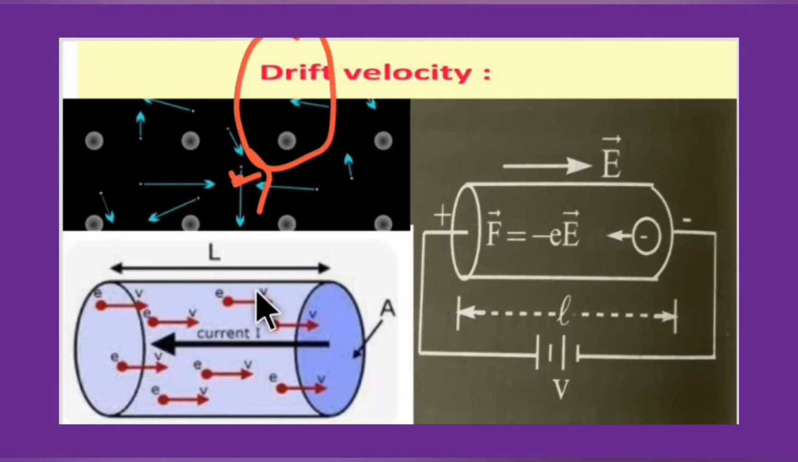Now in this diagram you can observe there is a battery here. Let L be the length of the conductor. When an external electric field is applied, electrons move from negative to positive, and the opposite positive charges move from positive to negative. So this is the electric field, and now we can calculate the drift velocity using this.